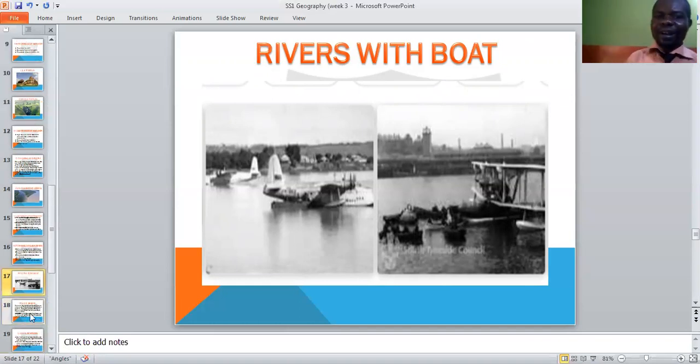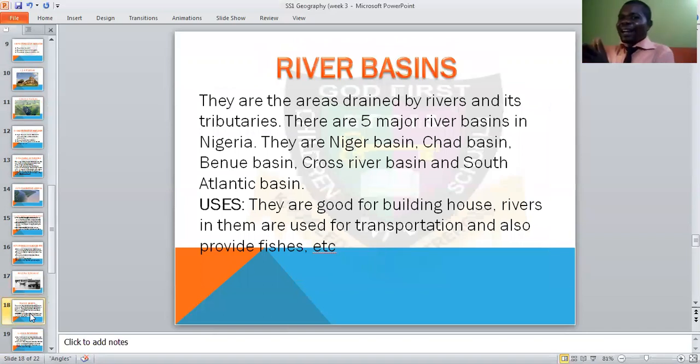Then we need to look at river basins. They are the areas that are drained by a river and its tributaries. We have discussed tributaries in our previous classes. There are 5 major river basins in Nigeria. They are Niger Basin, Chad Basin, Benue Basin. You know, Niger is here, Niger Basin. That is what we mean by that.